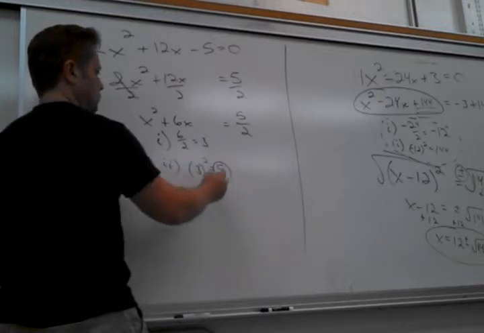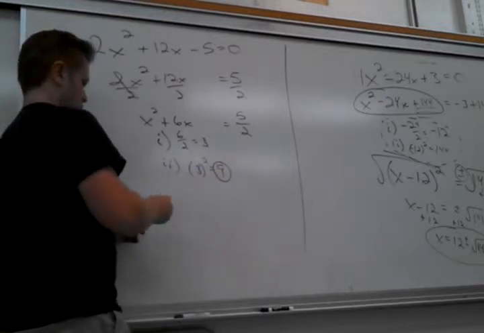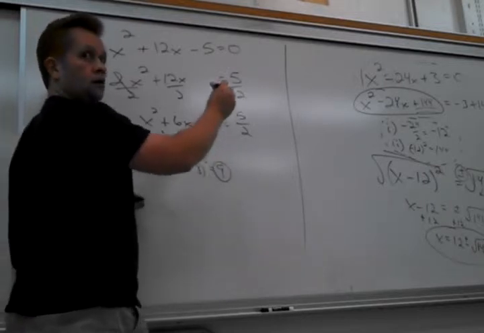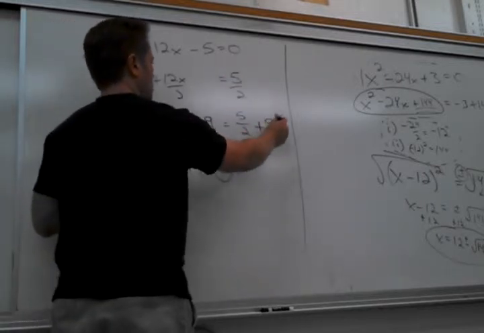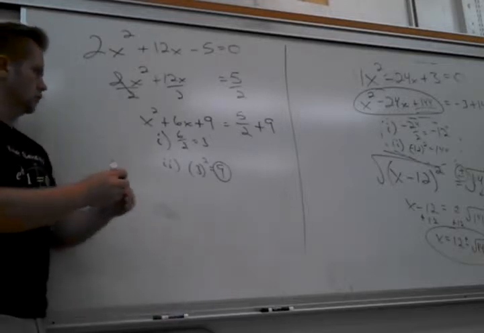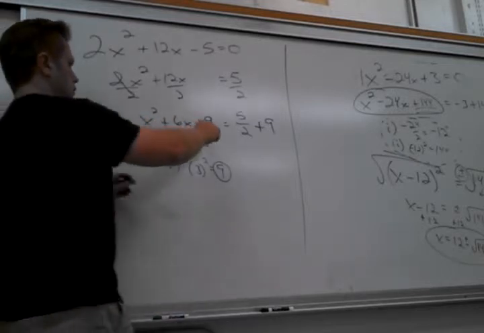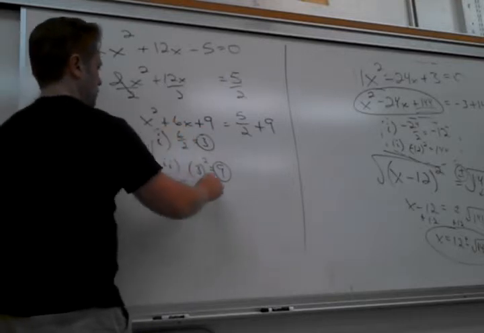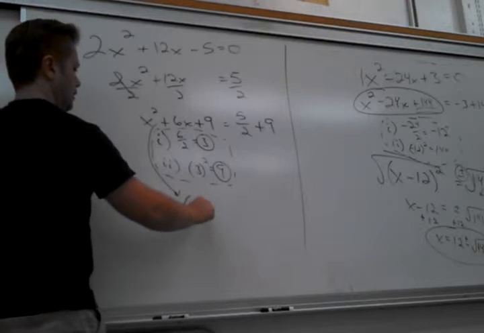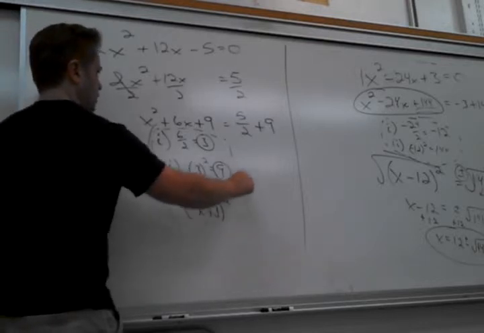What's this 9 supposed to do? Yeah, it goes up here. Then you add 9 to that. Good. You better add 9 over there too, or else you completely made a new equation. You're not allowed to do that. And this 3 is x plus 3. So now this is going to factor like x plus 3 squared.